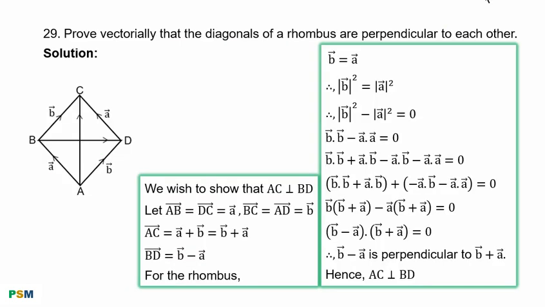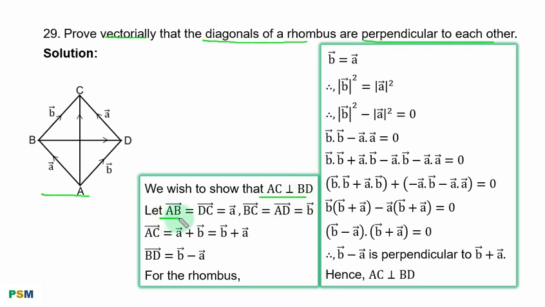Example 29. Prove vectorially that the diagonals of a rhombus are perpendicular to each other. Solution: this diagram is a rhombus. We wish to show that AC is perpendicular to BD.